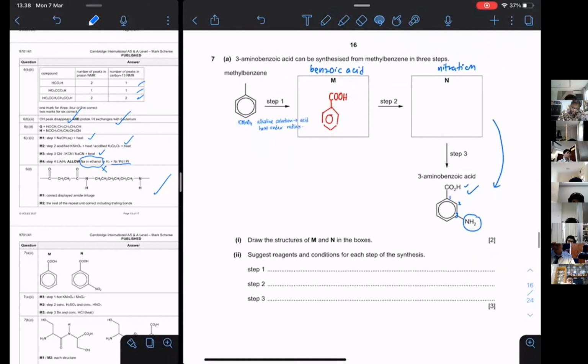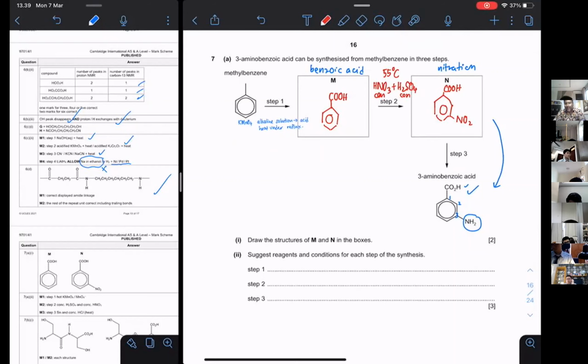So I will actually have the benzoic acid, and then I will have the NO2 here. So step number 2 must be reacting with HNO3 at 55 degrees Celsius, the nitrating mixture. So you must also have H2SO4, concentrated.